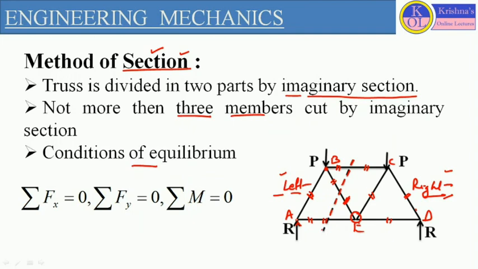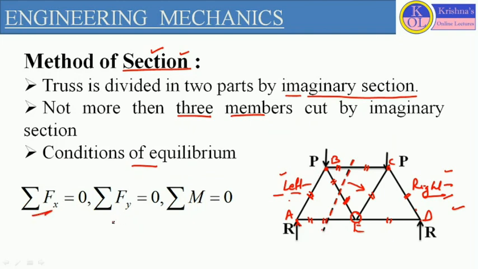Here we can use joint A and joint B, but we will not use the joints which are lying in the right hand section. We can use members, but we will not use those which are not lying in the section we are going to use for the force analysis. After solving the left hand section, we can use the right hand section, but there we will use only the joints lying in the right hand section, not the left hand section. So this is about the method of section.